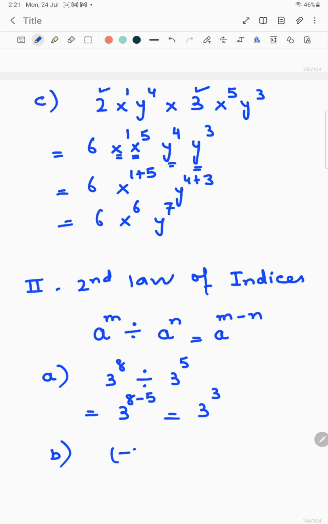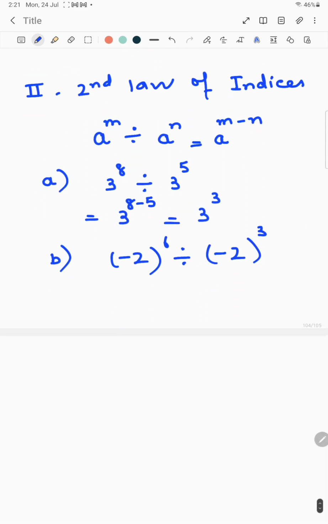If you have minus 2 raised to power 6 divided by minus 2 raised to power 3, the bases are the same. These are the bases. The bases are the same, so the powers will be subtracted. 6 minus 3. So minus 2 raised to power 6 minus 3, which is minus 2 raised to power 3.